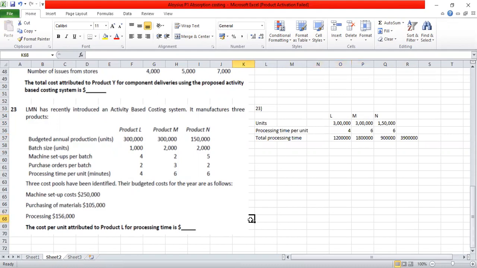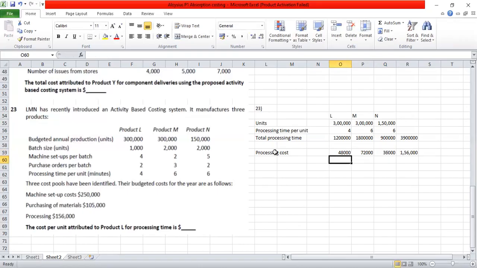what is the cost per unit attributed to these products? So what's the processing cost? The total amount of processing cost is 156,000. That has to be attributed in the ratio of 12 is to 18 is to 9. Total is 39 parts. So here this would get 12 divided by 39, here it would be this into 18 divided by 39, and here it would be this into 9 divided by 39.